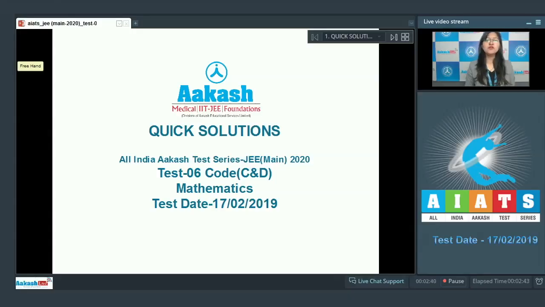Hello everyone. Today we will be discussing the quick solutions of All India Akash Test Series JEE Main 2020 Test 6 Code C and D Mathematics, which was held on 17th February 2019.